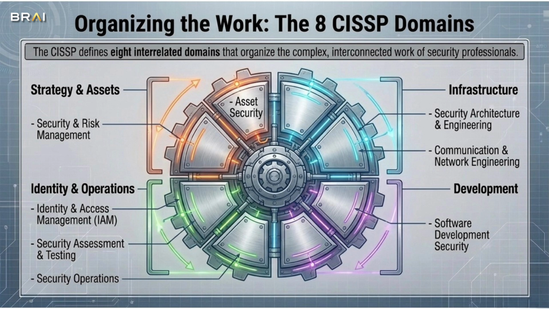Strategy and assets encompasses security and risk management and asset security. Identity and operations covers identity and access management, security assessment and testing, and daily security operations. Infrastructure includes security architecture and engineering, along with communication and network engineering. And development focuses specifically on software development security.